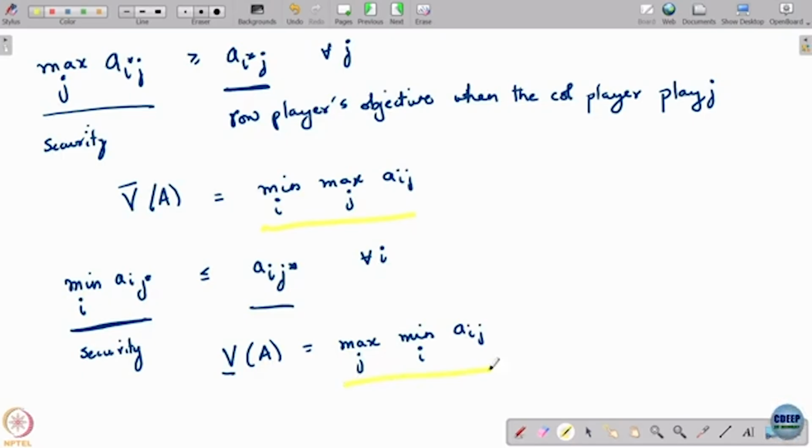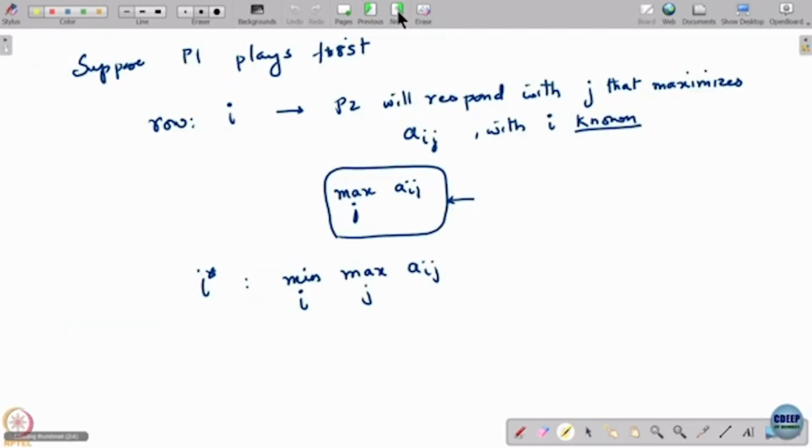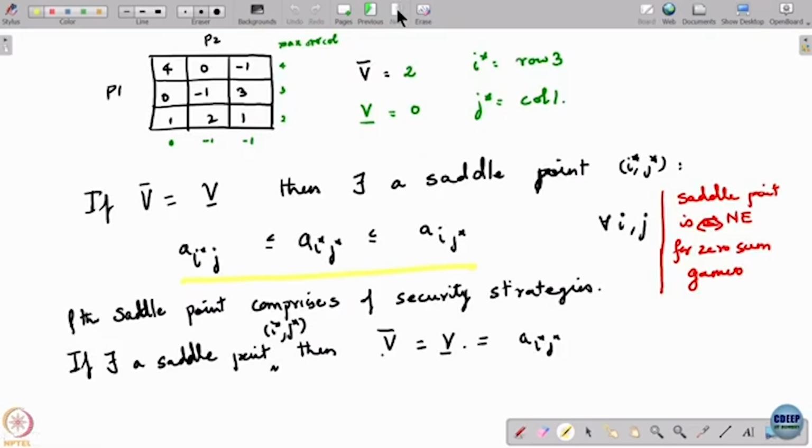So I don't really need to know what the other component is. If I want to find the security strategy, all I have to do is this. I don't need the j star to find the i star, and likewise I don't need the i star to find the j star. Whereas a saddle point is always defined with i star, j star as a pair together. The pair is called a saddle point if they together satisfy these two inequalities, right.